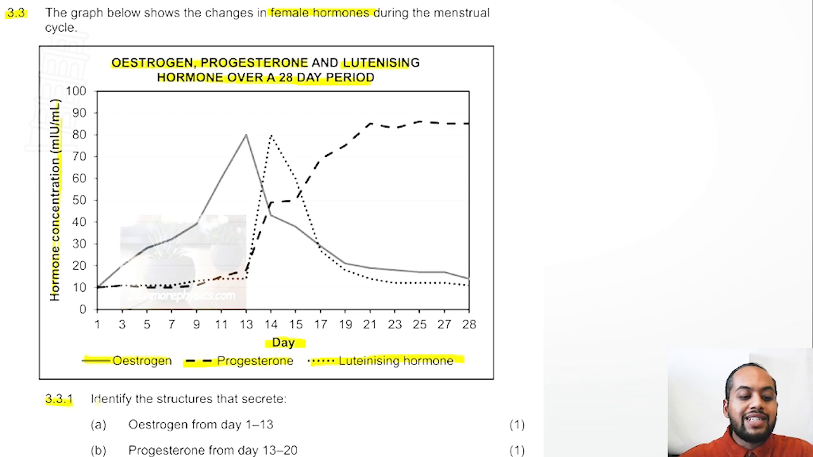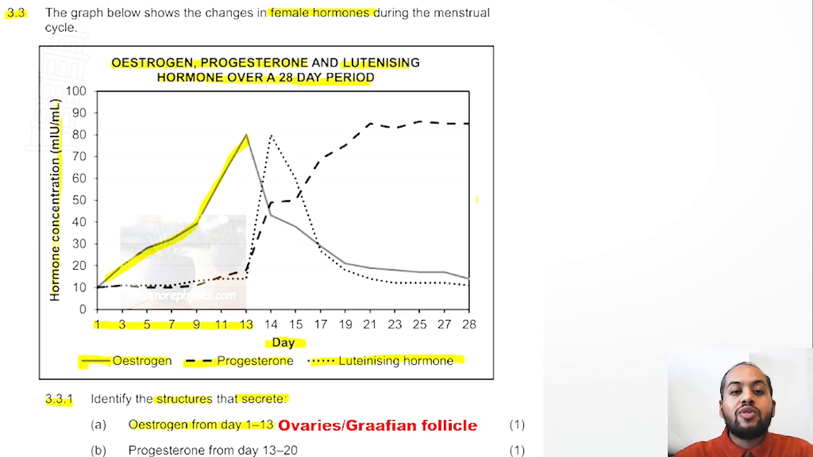Question 3.3.1 says identify the structures that secrete estrogen from days 1 to 13. So we look at days 1 to 13. Estrogen, so we're looking at the solid line, day 1 to 13. So identify the structures that are going to be releasing this estrogen here from days 1 to 13. Which structure releases estrogen? You are going to have the ovaries releasing estrogen. And specifically inside the ovaries, the Graafian follicle is going to release estrogen. So whether you say the ovaries or whether you say Graafian follicle, it will be accepted.